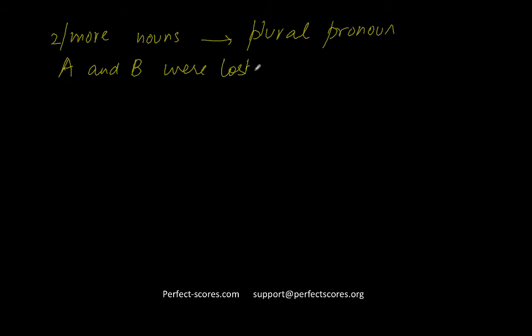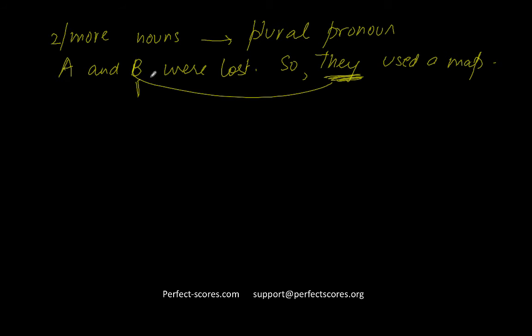Now let's talk about using more than one noun. Now when two or more nouns are used, the result will obviously be plural, and that is why the pronoun must also be plural. For example, A and B were lost, so they used a map. So the pronoun that I'm using is they, which refers to both A and B.